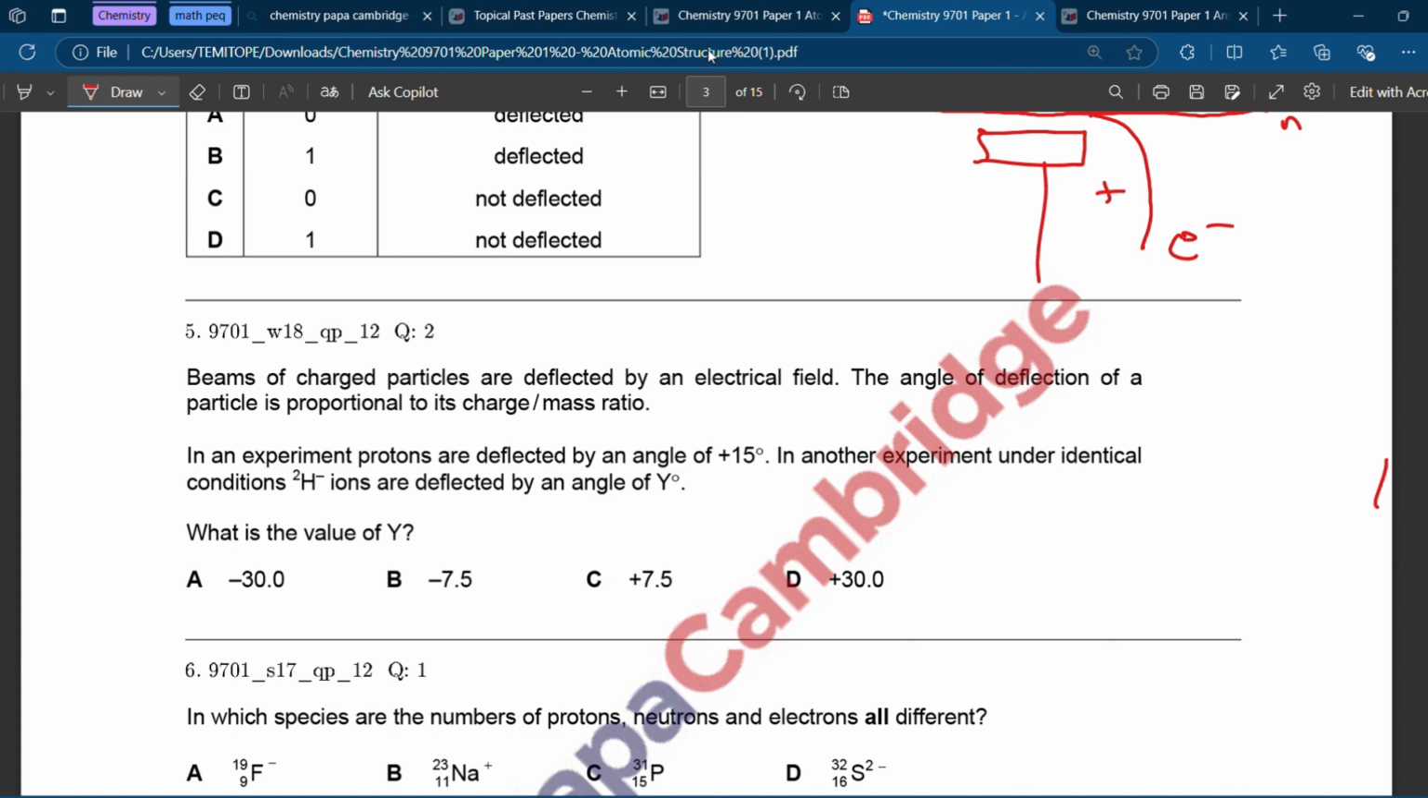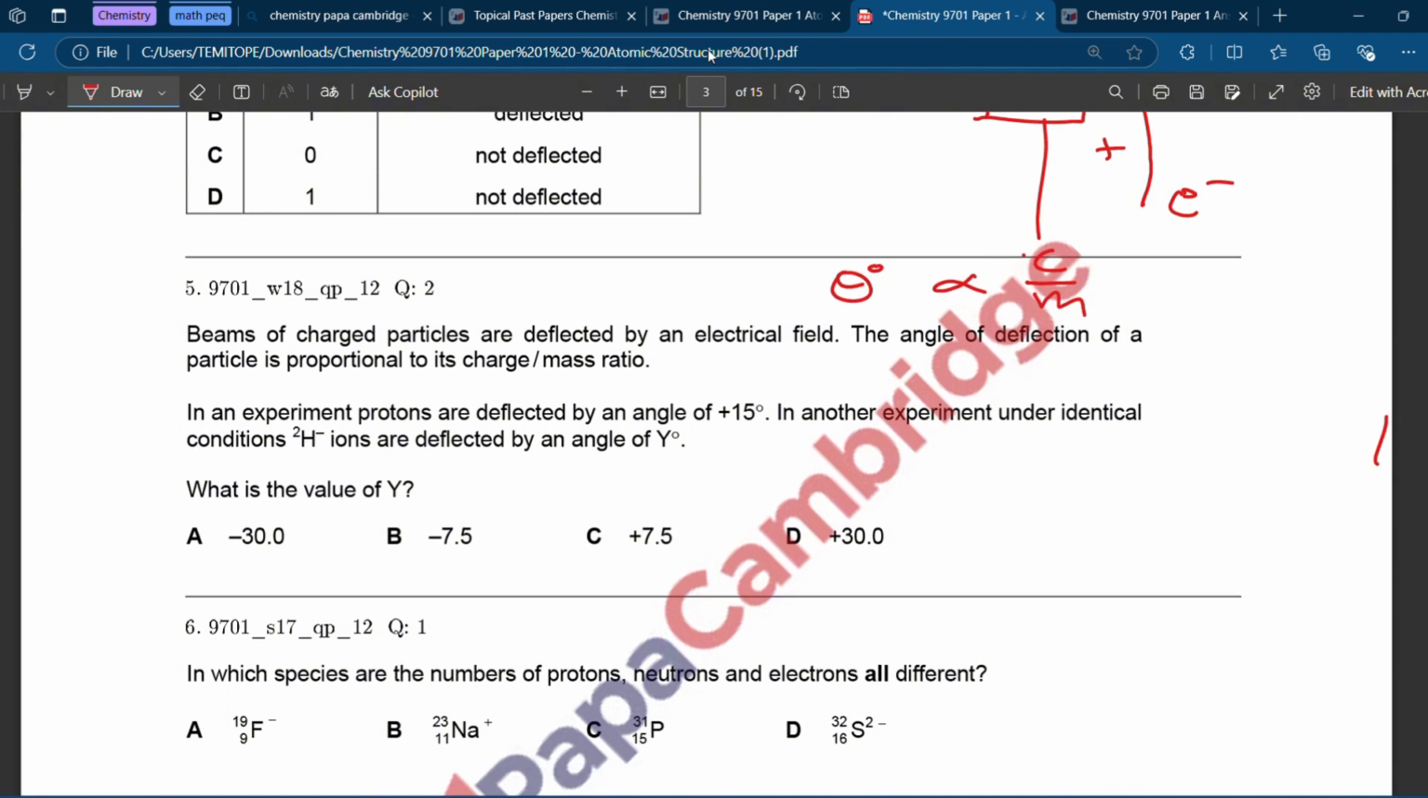Okay, now this next question is also going to test our ability to understand how this deflection takes place. A beam of charged particles is deflected by an electric field. The angle of deflection is directly proportional to its charge to mass ratio. In an experiment, the protons are deflected by an angle of 15 degrees. In another, hydrogen with a charge to mass ratio of -1/2 is deflected by angle y. We're finding the value of y.